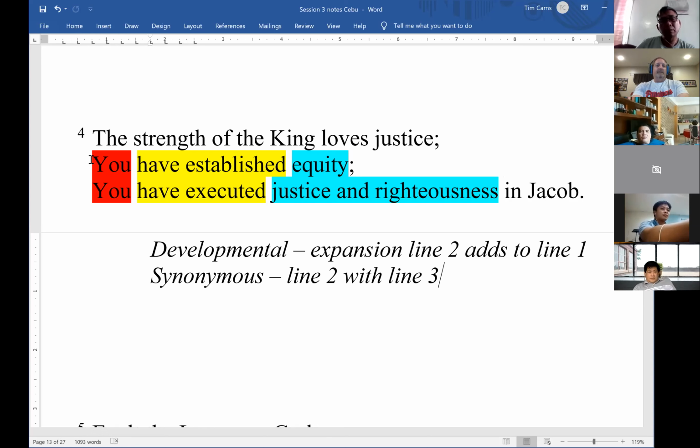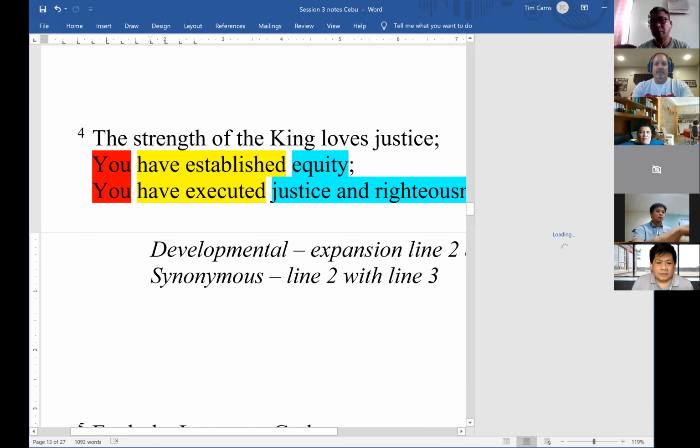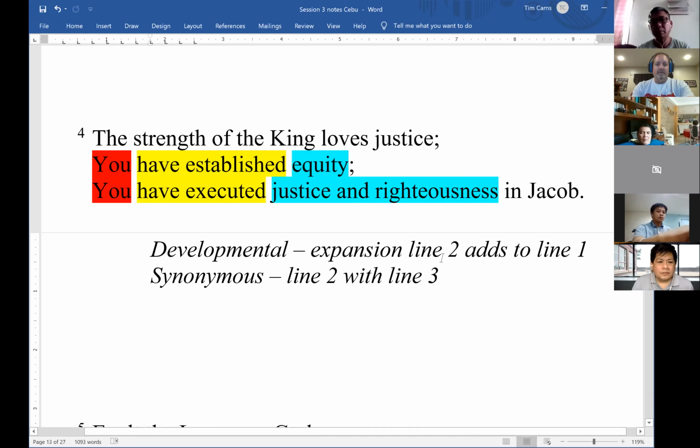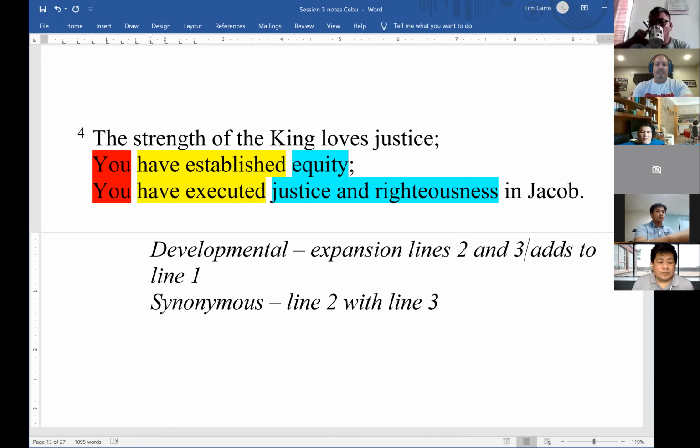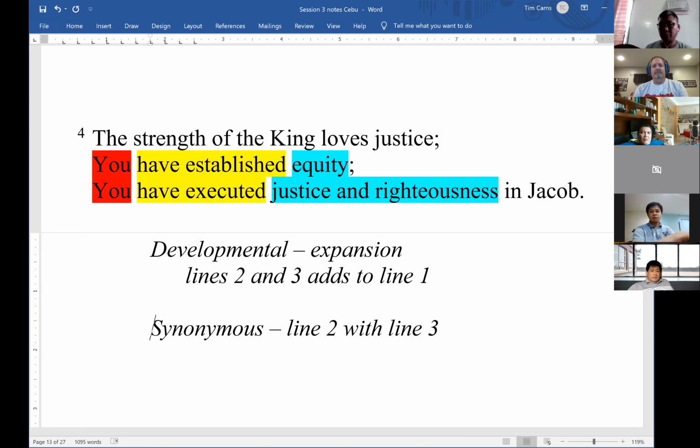Now, really, lines 2 and 3 are actually expanding upon line 1, aren't they? So we could say lines 2 and 3 add to line 1. Can it be illustration? Lines 2 and 3 illustrate line 1, so how he loves justice. That's how he illustrates. Lines 2 and 3 illustrate how he loves justice.